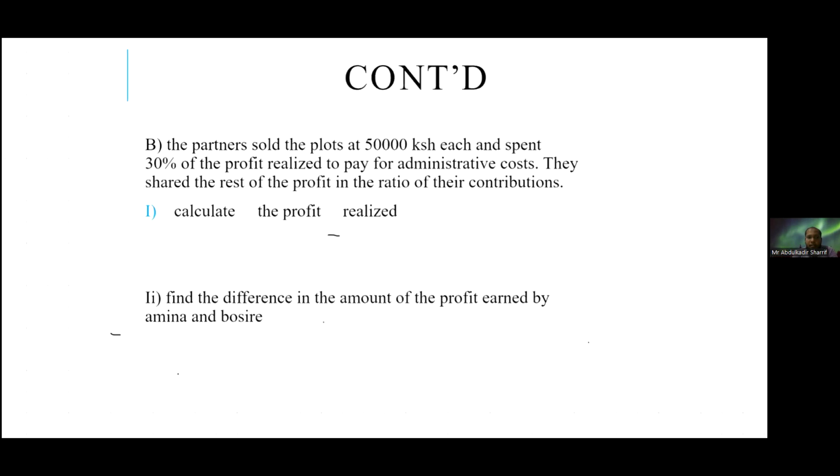So for question B, the partners sold the plots at 50,000 shillings each and spent 30% of the profit realized to pay for administrative costs. So they shared the rest of their profit in the ratio of their contributions. So simple. It's a simple question also. So let's find out the profit realized.